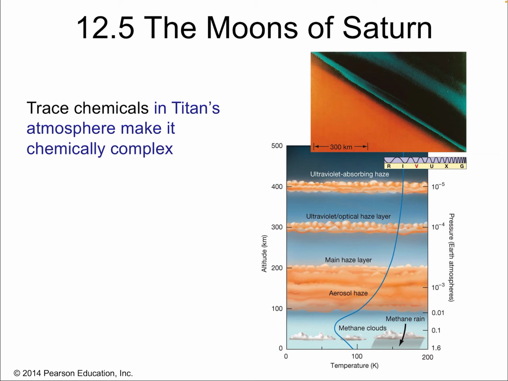So we can look at an altitude versus temperature graph of the atmosphere of Titan, since it has an atmosphere, right? We wouldn't do this for any other moon because no other moons have an atmosphere. And we can see that there is an ultraviolet absorbing haze that we can't really see through. Underneath that, we have an ultraviolet optical haze. Then we have a main haze. We have an aerosol haze. So these are just particles that are so small that they never sink back down to the ground. That's what an aerosol means. There's not enough gravitational pull to pull it back down. And then finally, underneath all that haze, we have real clouds, methane clouds, and methane rain.